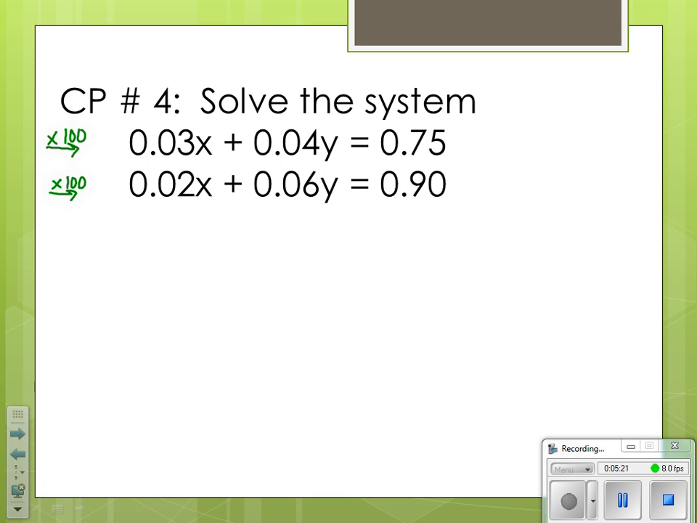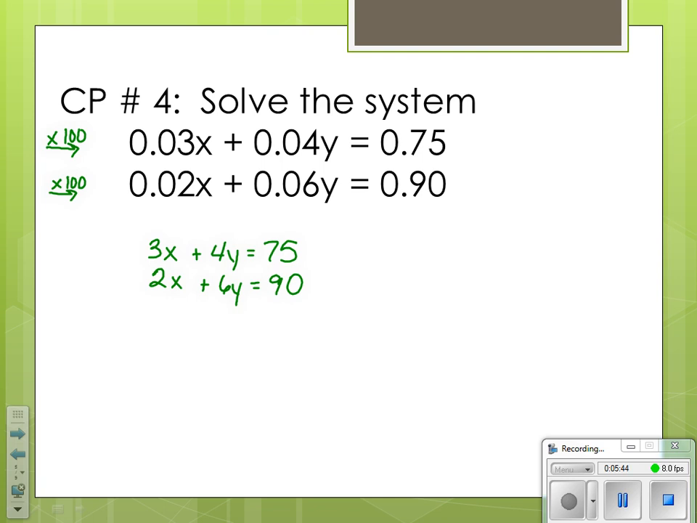Multiplying through the top by 100. 0.03 times 100 is 3. So I get 3x, and then 4y, and 75. I think that looks much better. Second line, let's do the same thing. That one turns into 2x plus 6y equals 90. And now we can apply that process of elimination.